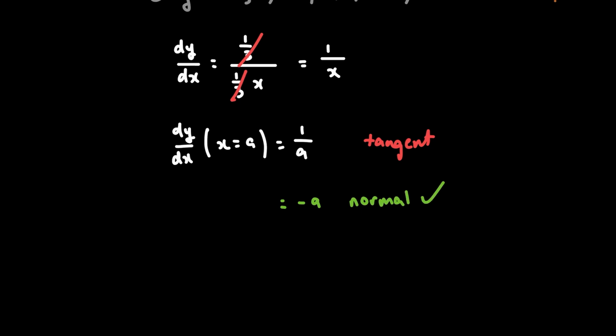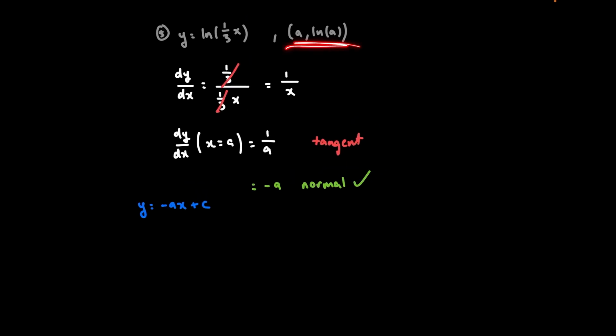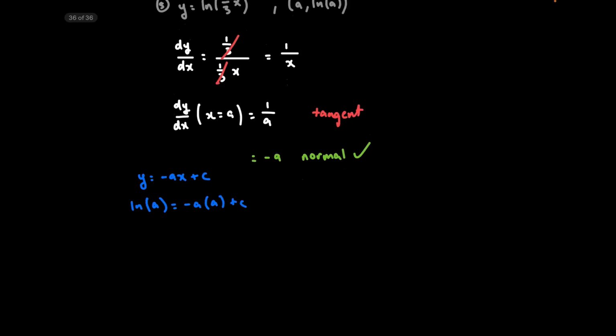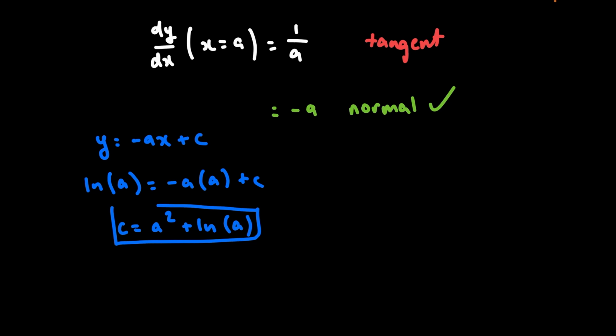So continuing on, we're going to work out the equation of our normal. y equals negative ax plus c. Now that we have this, we need to work out the value of c by subbing in this point here. So we can say ln of a is equal to minus a squared, because we can say minus a times a, plus c. And then we can say that c is simply equal to a squared plus ln a. That is the value of c.